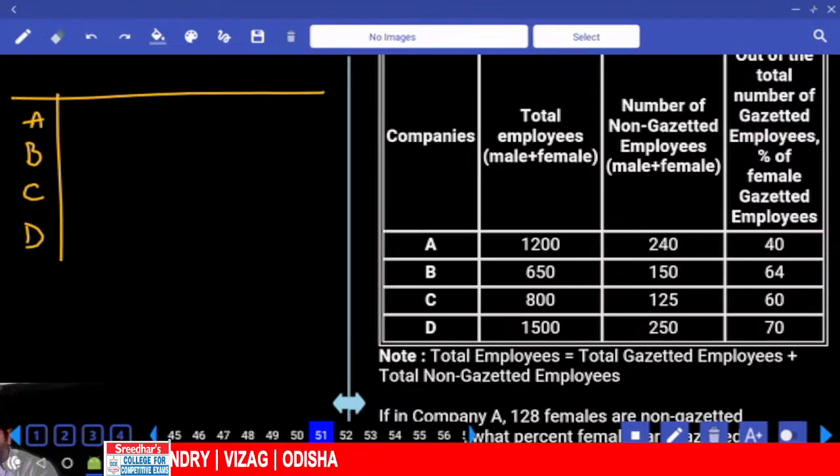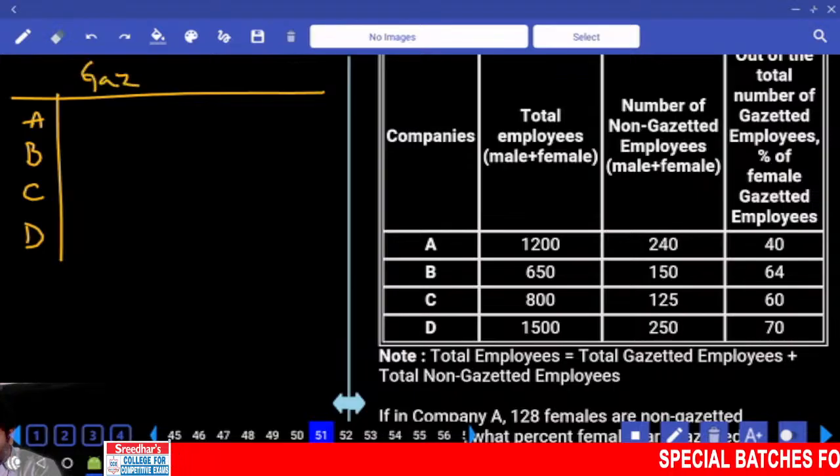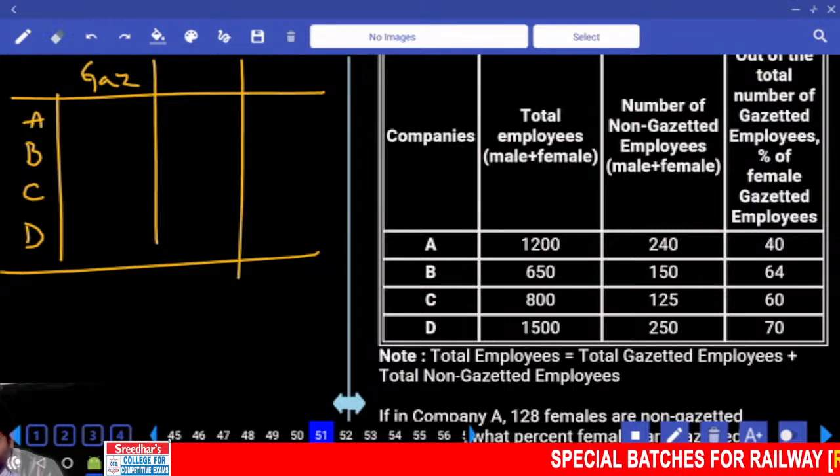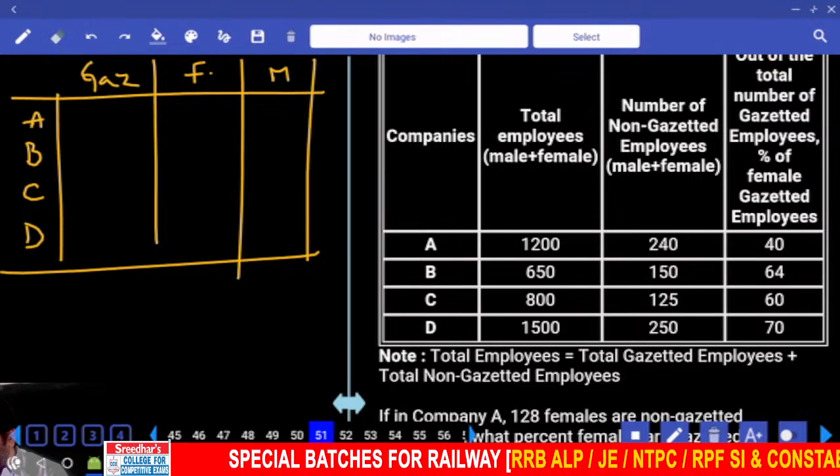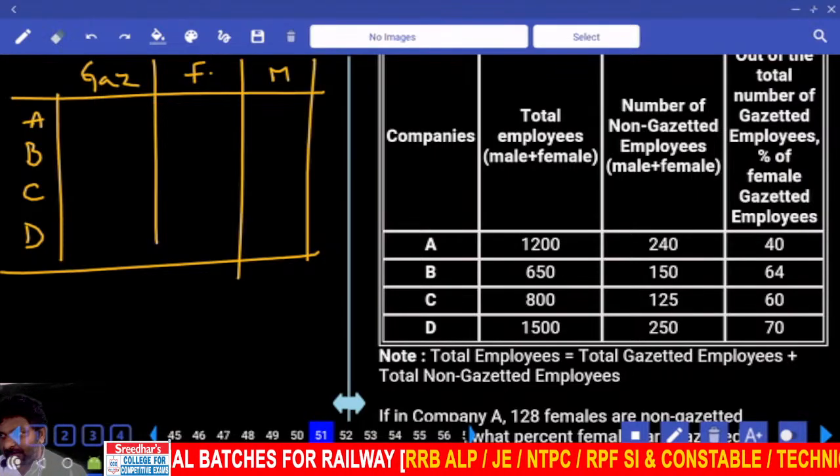Total is already there, so I don't want to write it. Gazetted, non-gazetted also is there, so I would like to write gazetted. Among gazetted we have female, so we can also write male. Required data I will fill in the table. Remaining data we can get directly from the table.